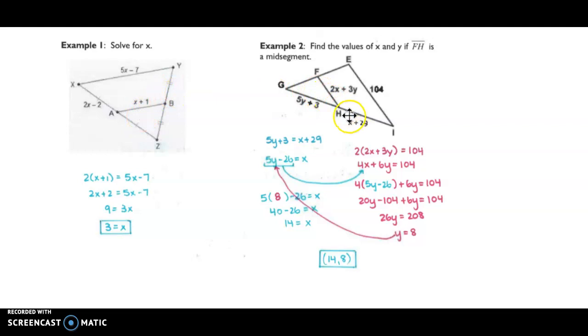Now, in example 2, you don't have any tick marks. But it tells you that FH is a mid-segment. So if FH is a mid-segment, then the following conditions apply. GH is congruent to IH. Then we also have this relationship, here in red, 2 times 2x plus 3y, because if you double the mid-segment, that equals the base, 104.